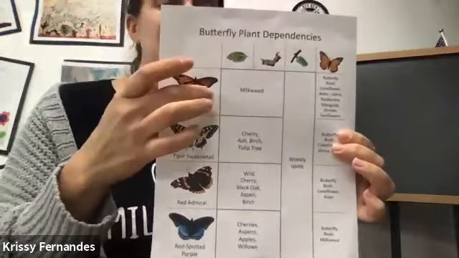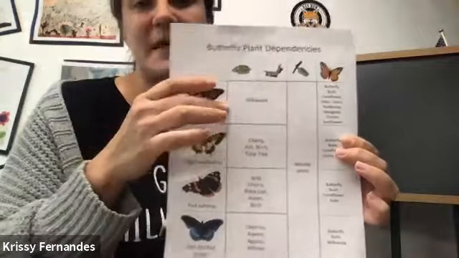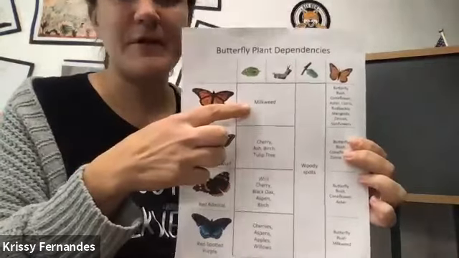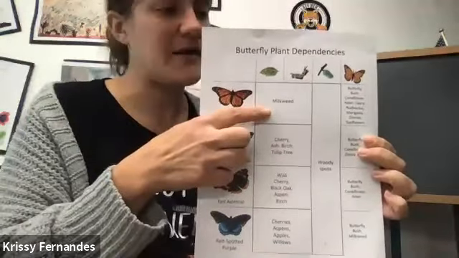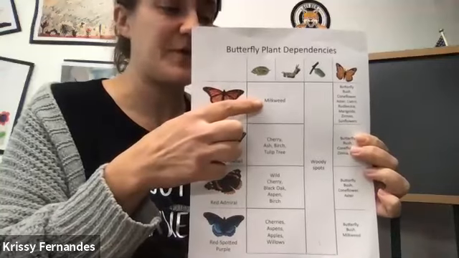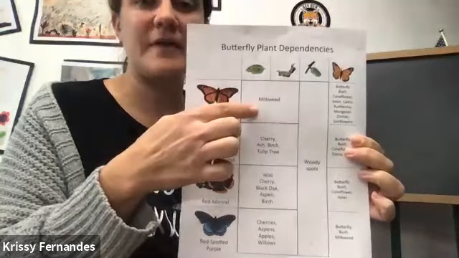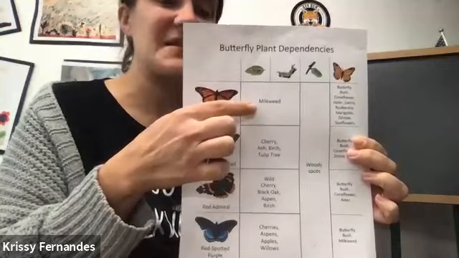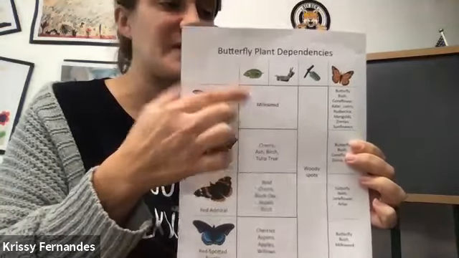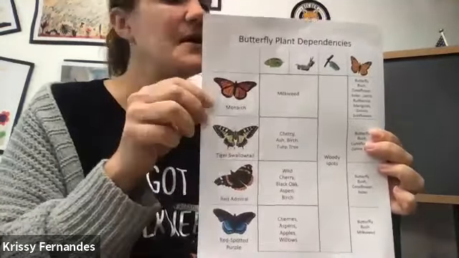So as we talked about, there are host plants, and those are the plants that the caterpillars need to eat when they are first hatched from their eggs. And that is where the adult butterfly is going to lay the eggs, on those plants, so that the caterpillars will have something to eat.